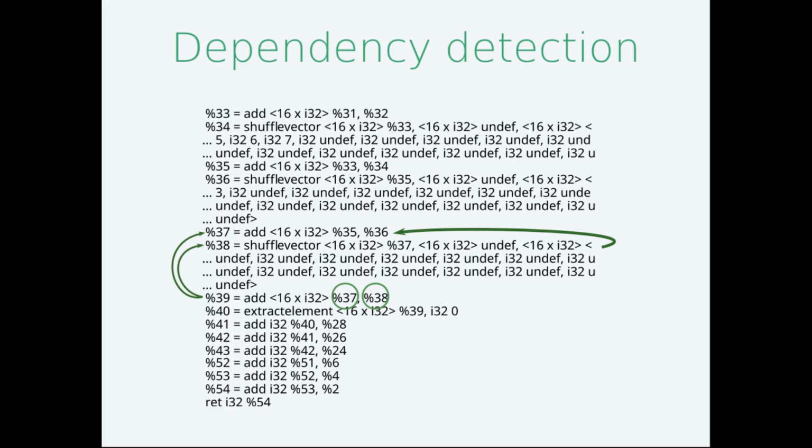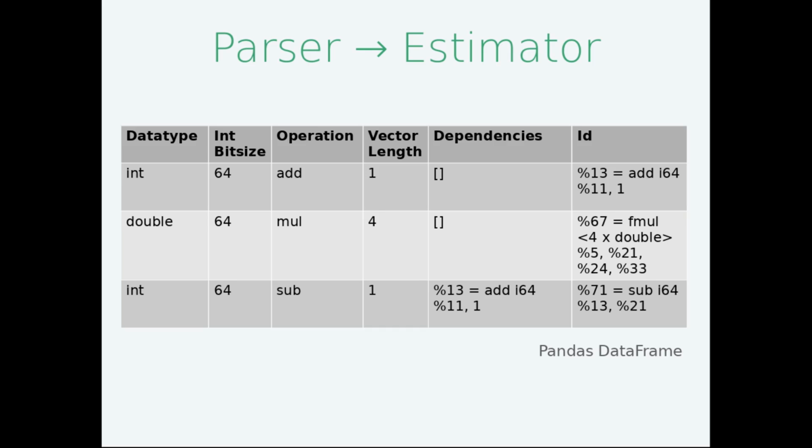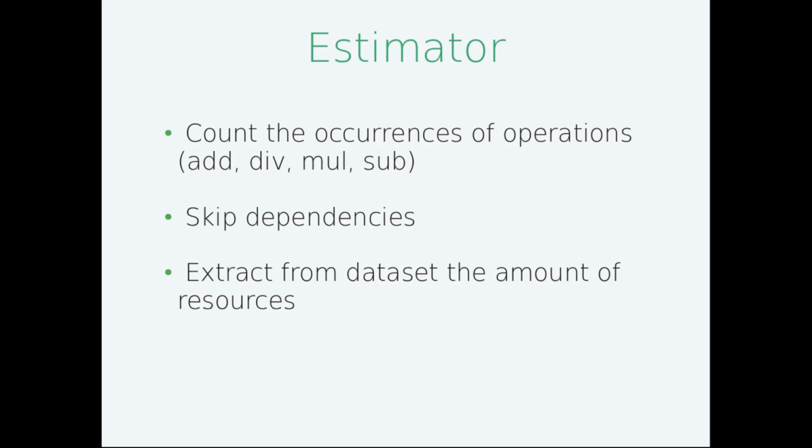This is an example of how we extract data dependencies using the use-def chain. What the parser produces is this data frame, which contains all the information needed to calculate the use of resources. The estimator groups all the operations, avoiding counting the dependencies between data that match a resource reuse. And, using the dataset we mentioned earlier, we get the resource estimation.